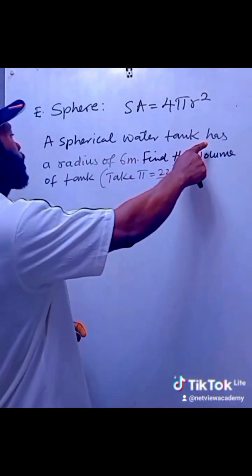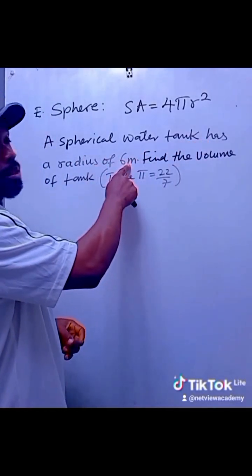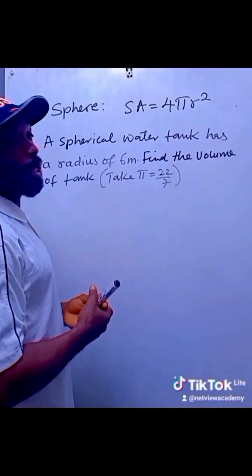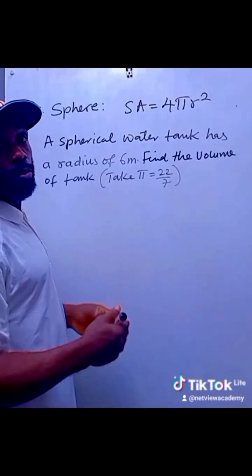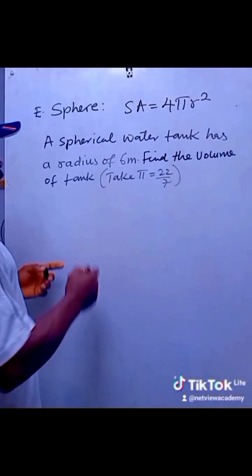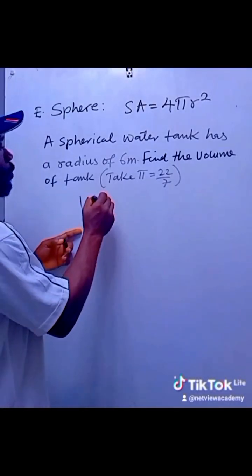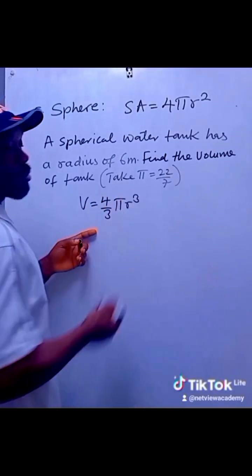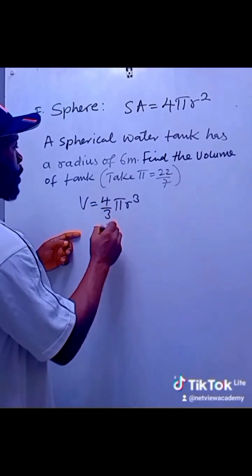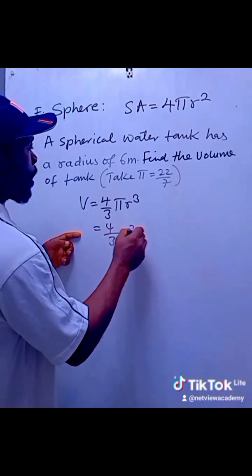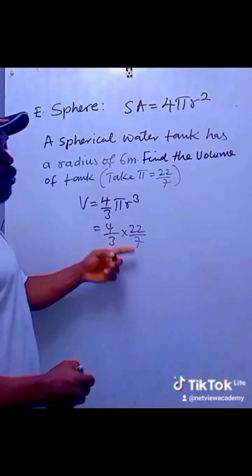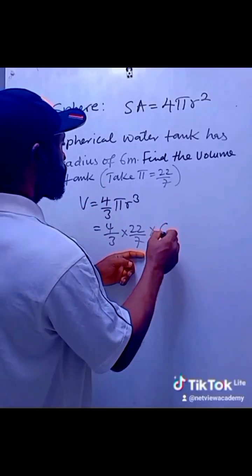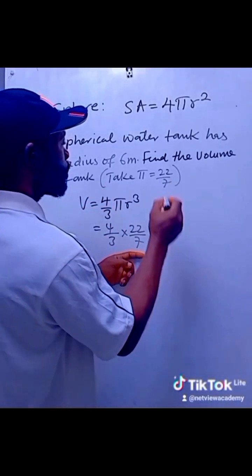A spherical water tank has a radius of 6 meters. Find the volume of the tank. In this question, we are going to apply the formula for the volume of a sphere. Volume of a sphere, V, is equal to 4 all over 3 pi r cubed. And this is the same thing as 4 all over 3 multiplied by the value of pi, which is 22 all over 7, multiplied by the value of radius, which is 6 raised to the power 3.